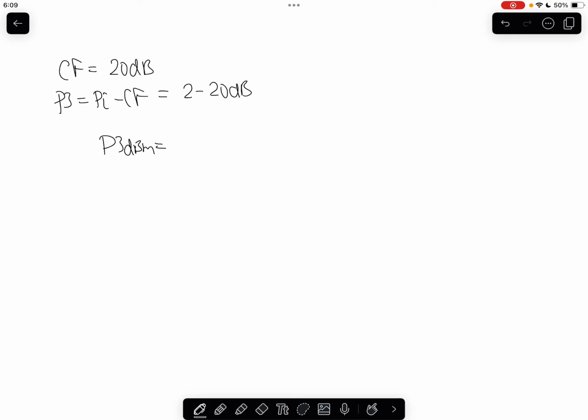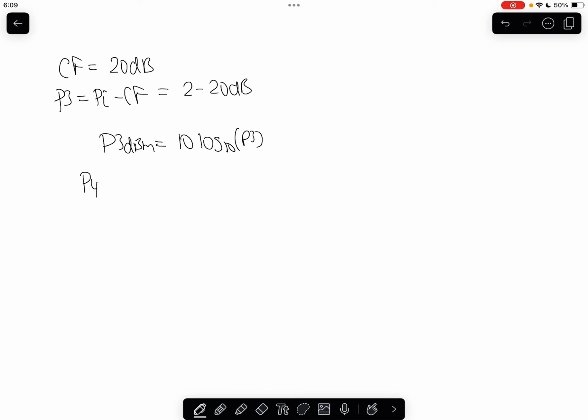P3 dBm is equal to 10 times log 10 of P3. Now, our isolated power P4 is P3 minus D, or 2 watts minus 20 decibels minus our 25 decibels. We also can convert this to dBm.